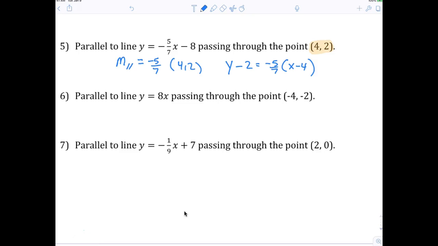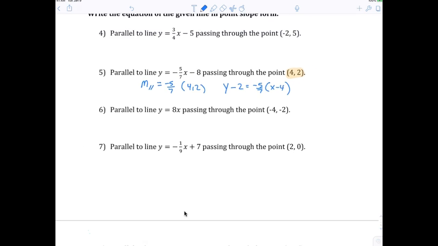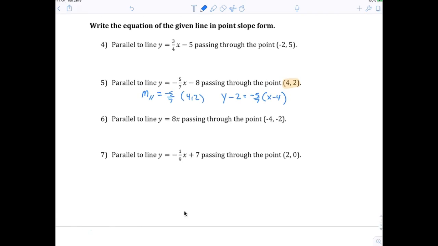Because that is the point slope form of the line. Is everybody good with that? All right. Now, it says here, write the equation in what? Point slope form. So we just did. We're done.